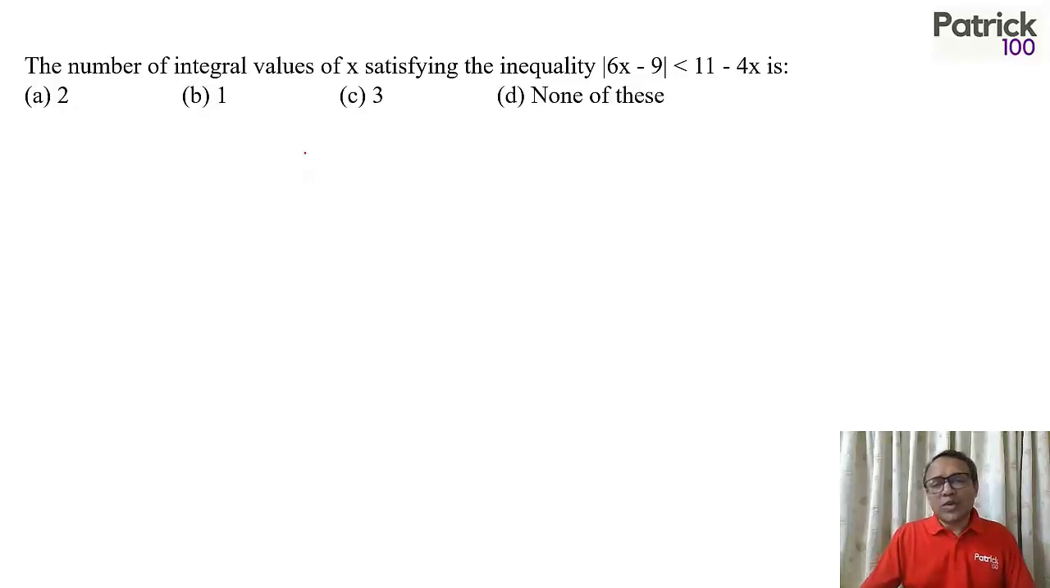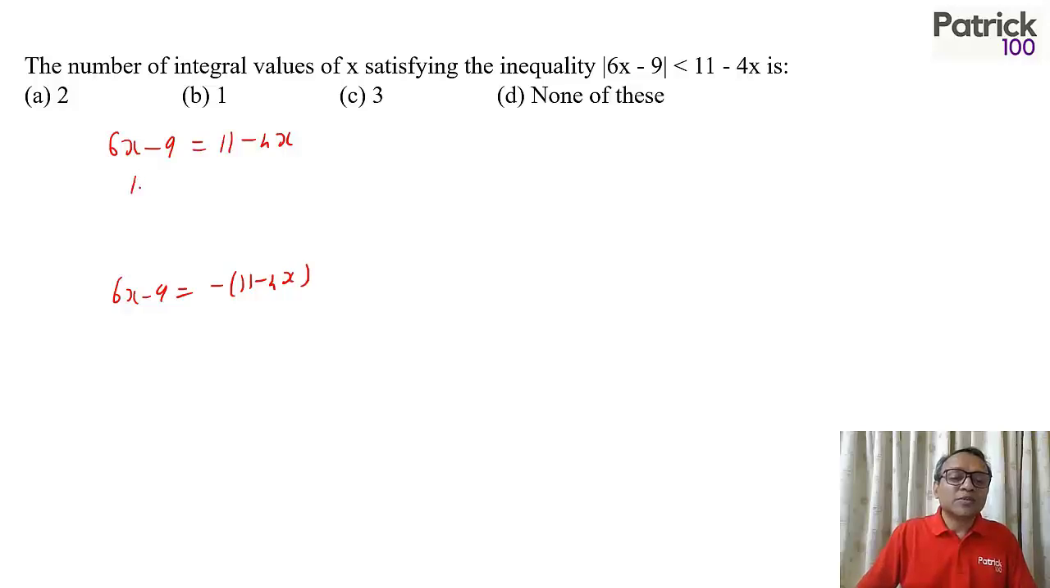Next, there are two ways of solving this. One way of solving an inequality is to equate it and then solve. If I equate it, you get 6x minus 9, taking plus and minus, equal to 11 minus 4x. And you have one more option, 6x minus 9 equal to minus 11 minus 4x. If you solve this, it becomes 10x equal to 20, so you'll get x equal to 2. So at x equal to 2, both sides are equal. It will not satisfy, but they are equal.